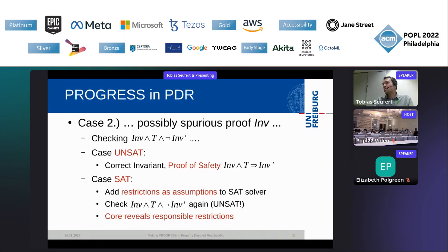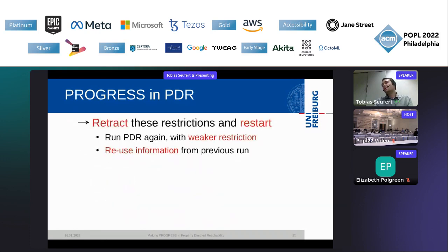We don't want to just conclude, oh yeah, it's a spurious proof and we are done. But we'd like to proceed and want to find the restrictions which are actually responsible for us running into this spurious proof. And for that, we just add the restrictions that we had in our run to the SAT solver, and we query it again with the same formula. And now we know that this will be unsatisfiable. It's clear to see. I mean, we use just the same restrictions as beforehand, only just as assumptions here. And the interesting thing, though, is that the unsatisfiable core now reveals a subset of these restrictions, which is responsible for finding the spurious proof here.